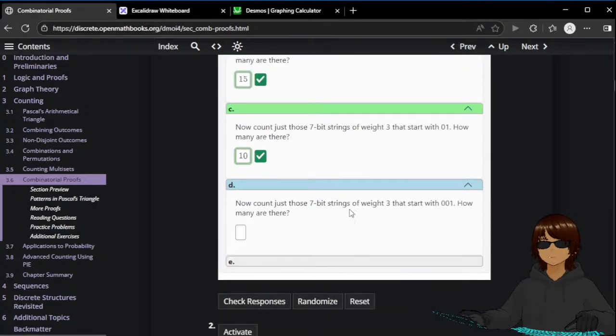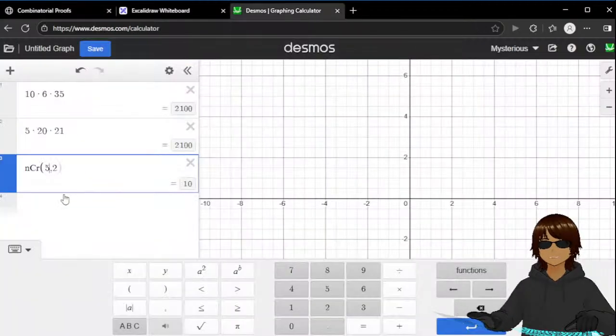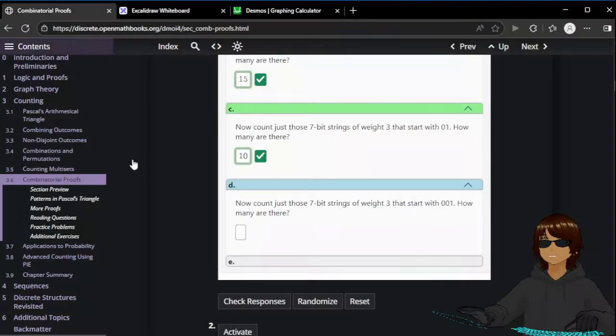Now count those 7-bit strings of weight 3 that start with 001. How many are there? We are left with 4 with weight 2, which is 6.